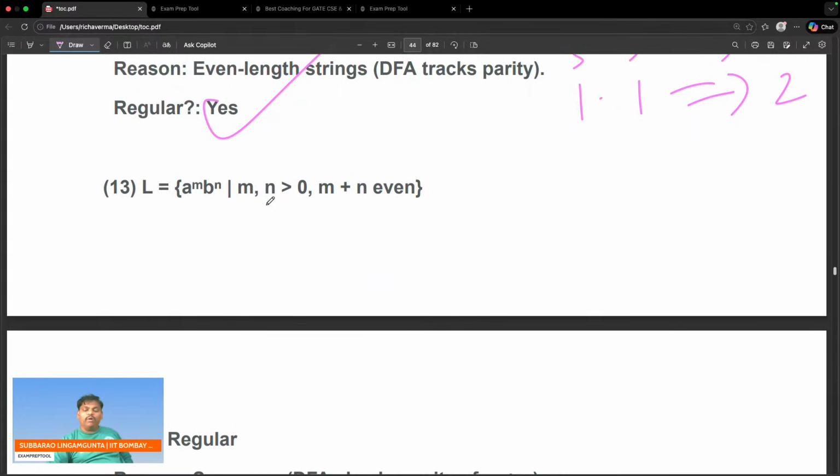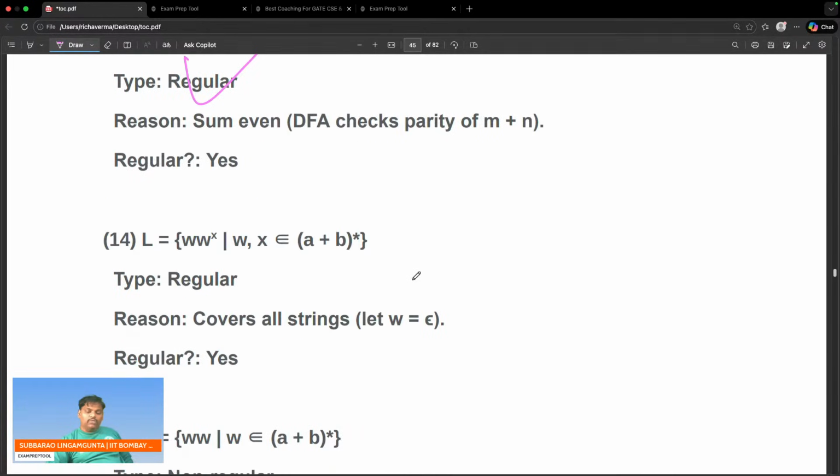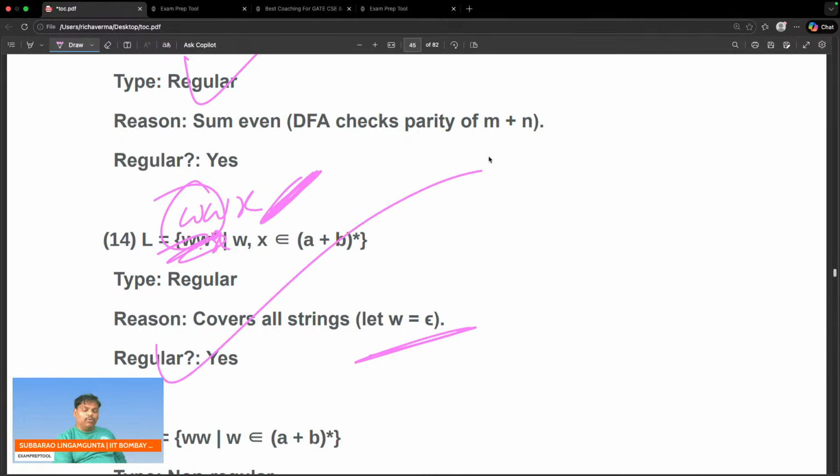Next one, a power m, b power n, where m plus n is even. Same story. It's regular. Next one, w w x, where w comma x belongs to a plus b whole star. Verify. All the strings are coming. How? Make w as epsilon. Sorry for that, I changed it unfortunately. So if you make w as epsilon, all strings will come. It's regular.